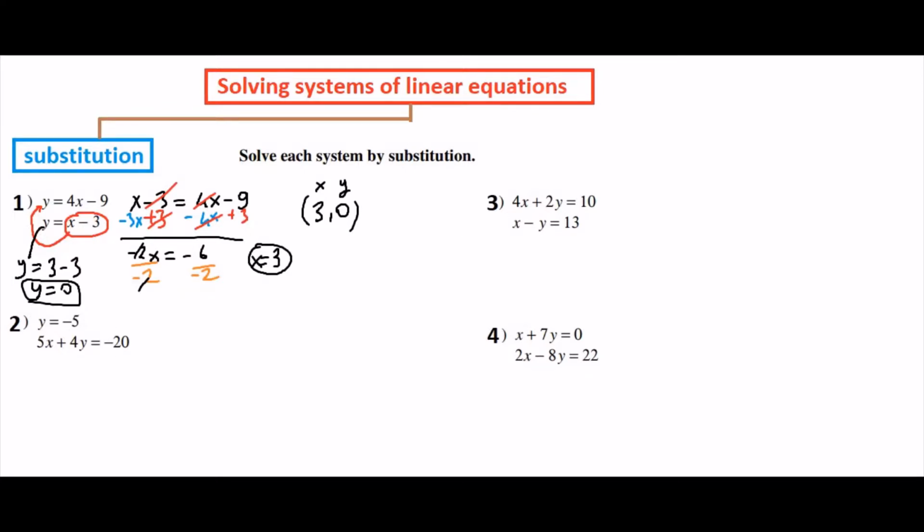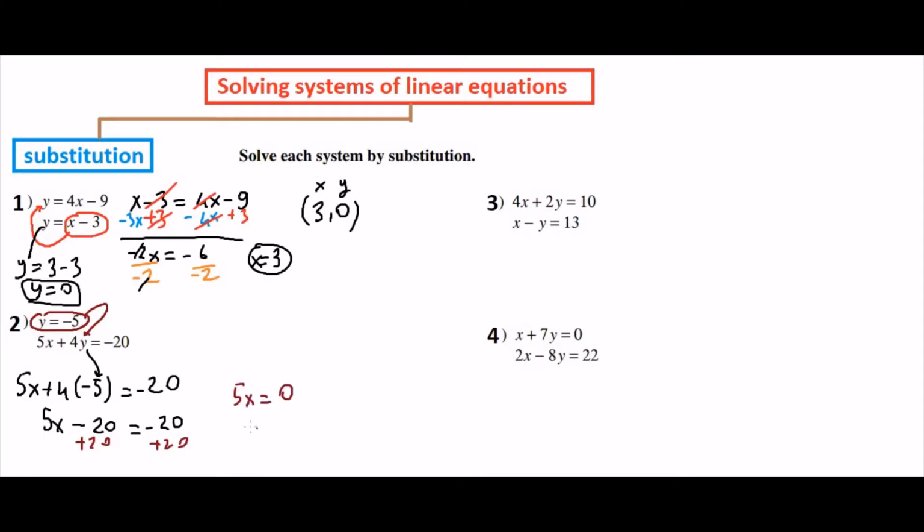Let's continue with problem number 2. y is given as negative 5 here, so I can plug negative 5 into the second equation where I see y. So 5x plus 4 times negative 5 instead of y equals negative 20. So 5x plus negative 20, 4 times 5 is negative 20, equals negative 20. So add 20 on both sides. So 5x equals 0. Then divide both sides by 5, x equals 0. 0 divided by 5 is 0.